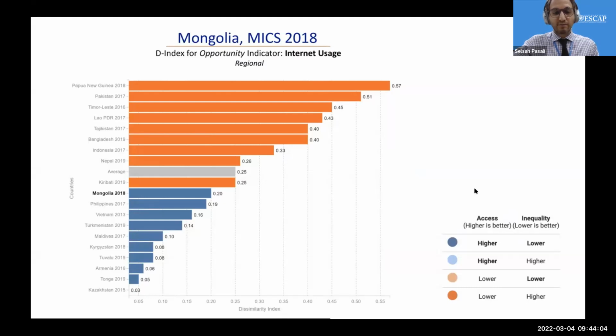In Central Asia, Mongolia remains behind Kazakhstan, Kyrgyzstan and Turkmenistan, but ahead of Tajikistan. Unfortunately, we don't have any comparable countries with available data from East and Northeast Asia, where MICS and DHS data are not collected. So the comparability is maybe a bit more restricted here. But this gives us an idea of where Mongolia is in terms of inequality in internet usage.